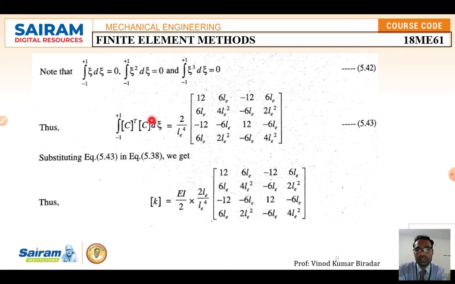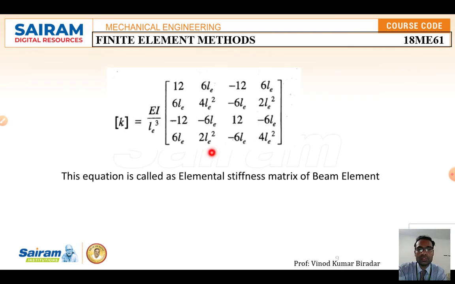This value is substituted in equation 5.3.8, so you are going to get EI by 2. The 2 gets cancelled, so the remaining factor is EI by L cube. So this equation is what you call the element stiffness matrix for the beam element. This equation is very, very important.